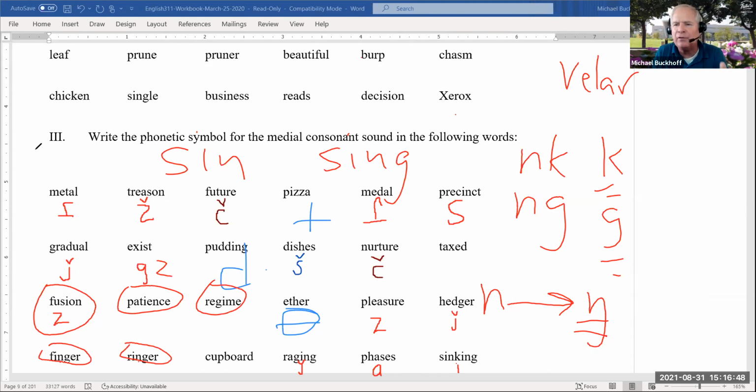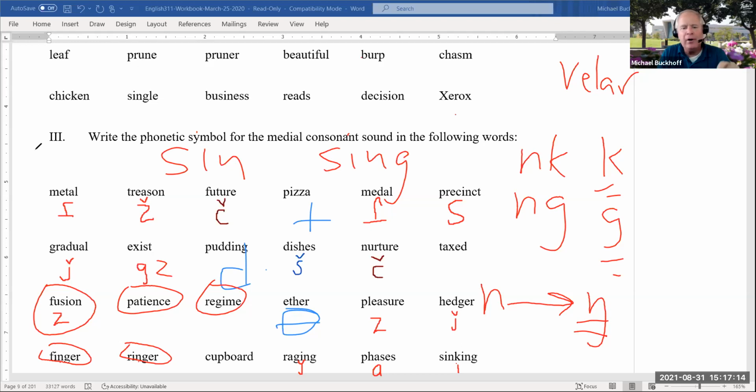It's utterly impossible to say both. So we just say cupboard. Pizza. Nobody gets that one. That's good. Dishes. Correct. Ether. Perfect. Raging. Good. Metal. Same as metal on the other. I don't really hear a difference there.